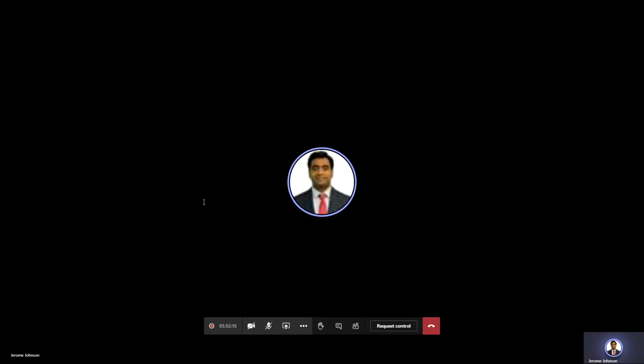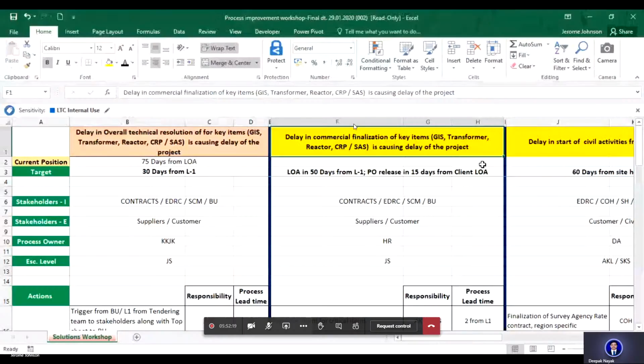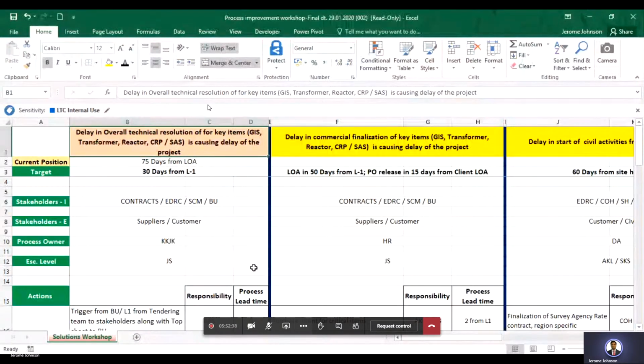Jerome, just to interrupt you. This 30-day target was set after a brainstorming, and the participants themselves came up with this target. It was not something imposed on the group. Yeah, exactly, sir. So this is the process owner for this particular process activity, and this is the escalation level, in case things don't go well, whom it should be escalated to.